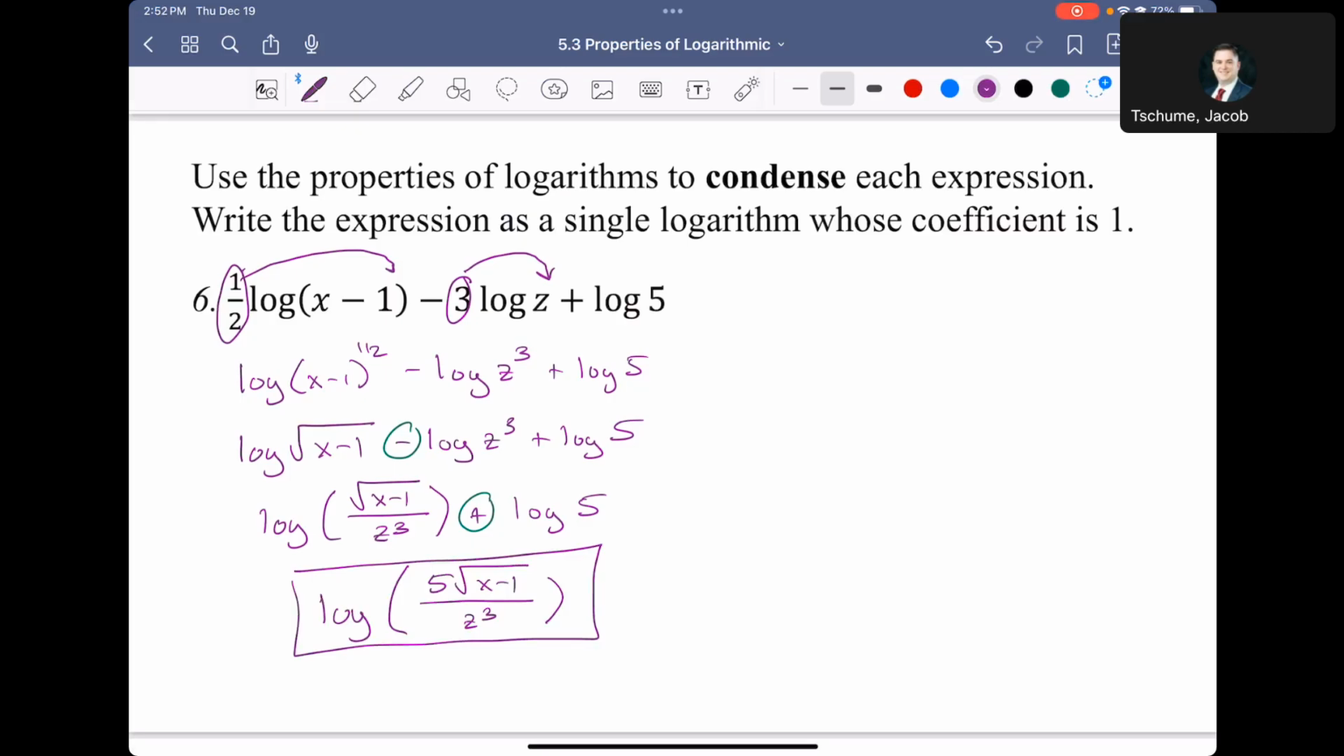And so over the last 6 problems, we've now seen how you condense and expand logarithms using just 3 simple properties that show up a good bit in these ideas.